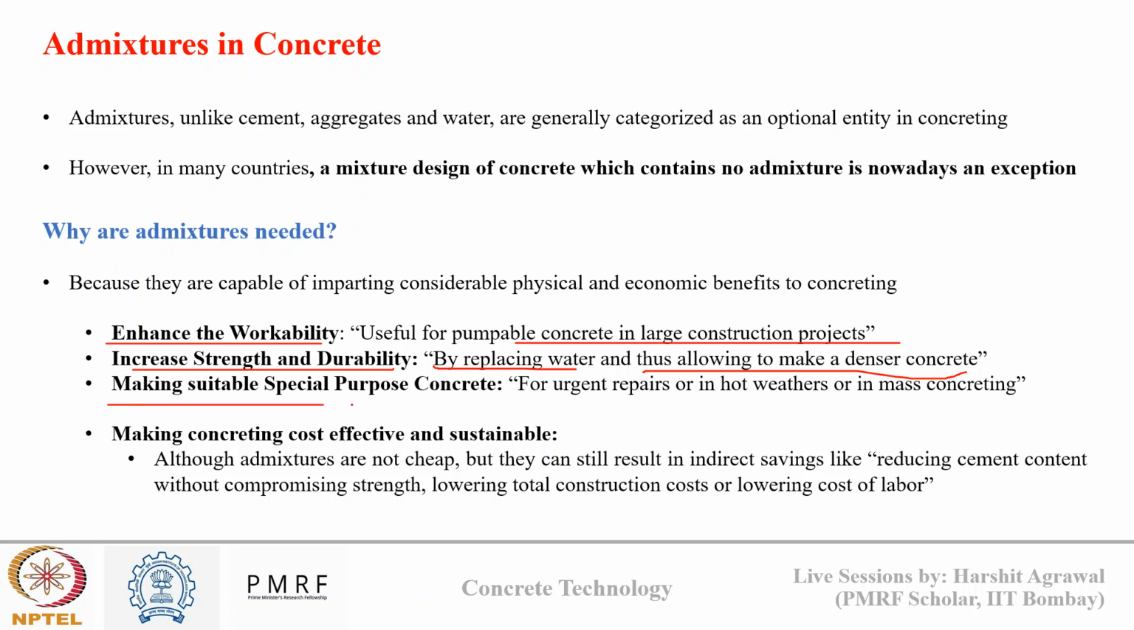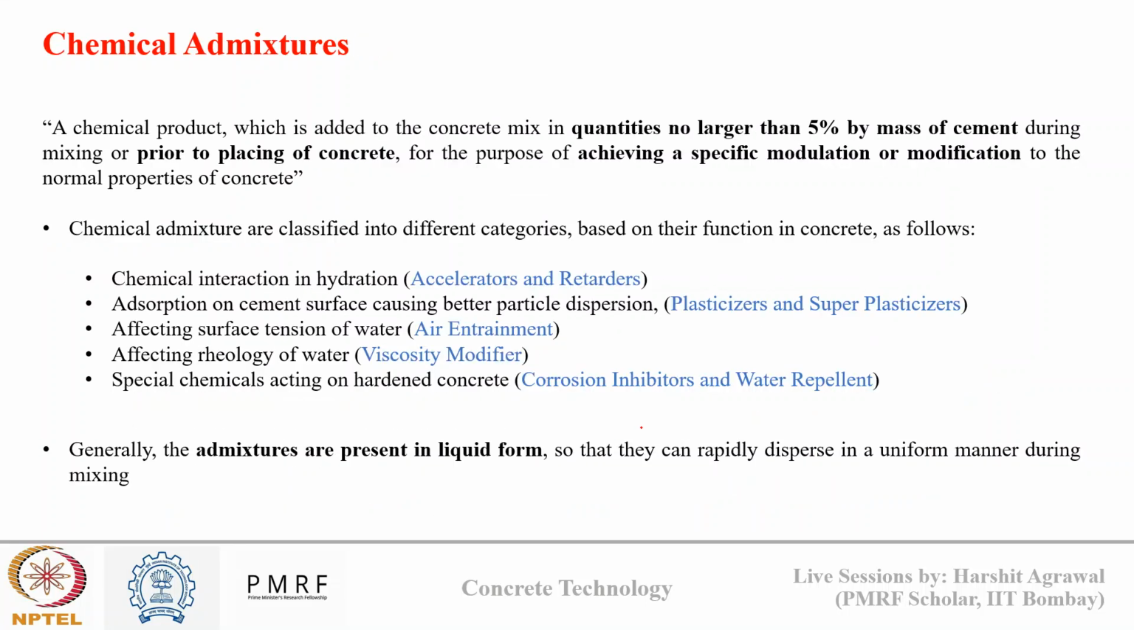By making suitable special purpose concrete, like for urgent repair, in hot weather or in mass concreting. Using admixtures we can make special purpose concrete. And by making concreting cost effective and sustainable. Although these admixtures are not cheap, they can still result in indirect savings by reducing the cement content without compromising on strength, by lowering the total construction cost or the labor cost. In this way they can make concreting cost effective and sustainable, though they are expensive.